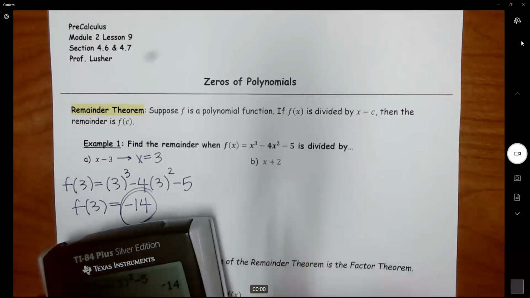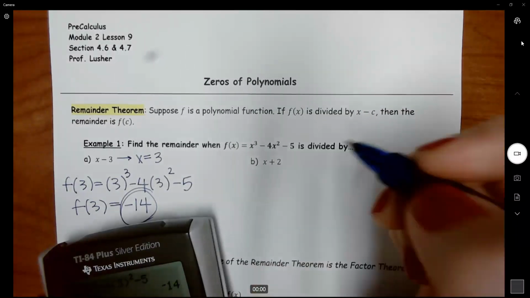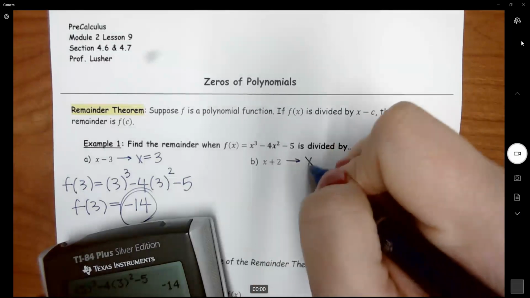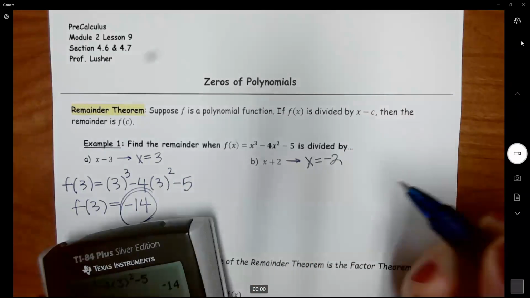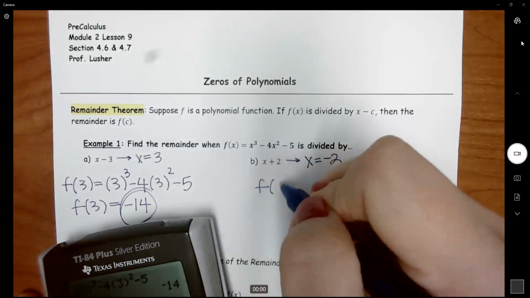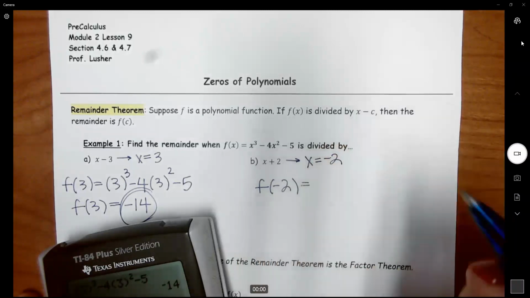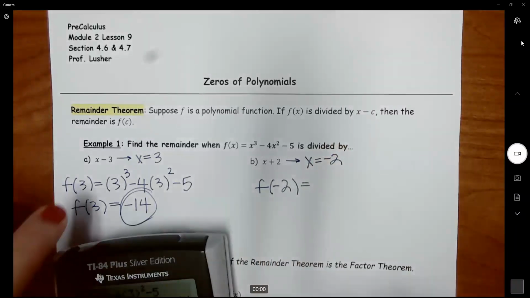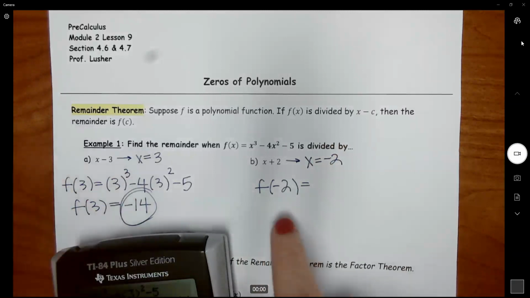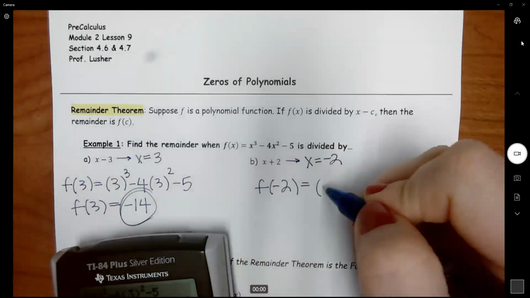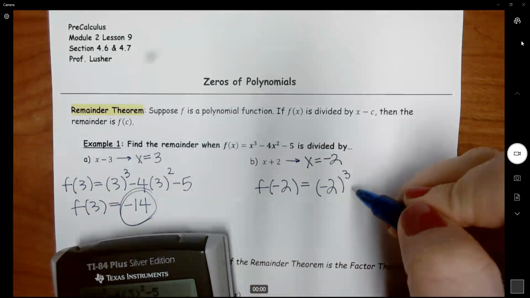Do the same thing here. Find the remainder. Well, this is x equals negative 2. So now I want to find f of negative 2 of the same thing. Now here the parentheses didn't matter as much. Here they're going to matter. So you need to make sure that you put this one in parentheses.